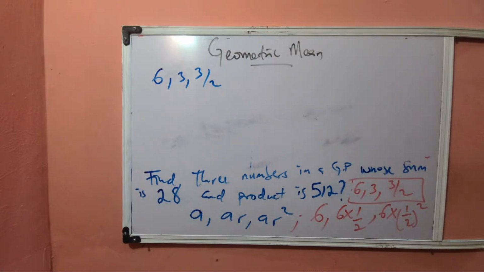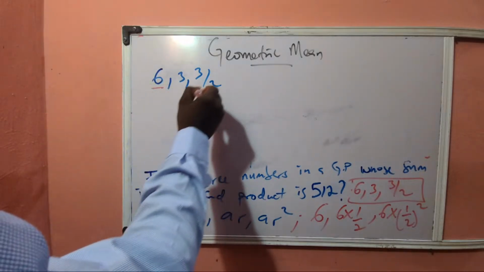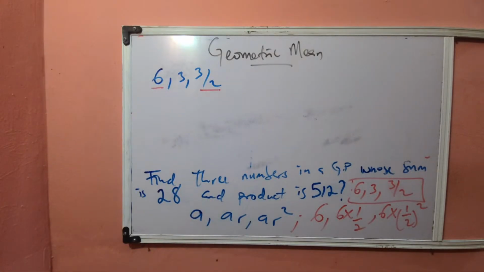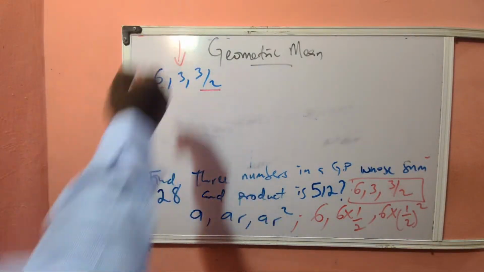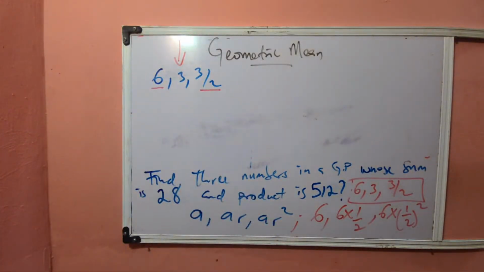Good. Now, if you are told to find the geometric mean of 6 and 3 over 2, your response will be the answer is 3. So once you have consecutive terms of a particular GP, if you have 3 consecutive terms of a particular GP, the middle value will always give you the geometric mean.